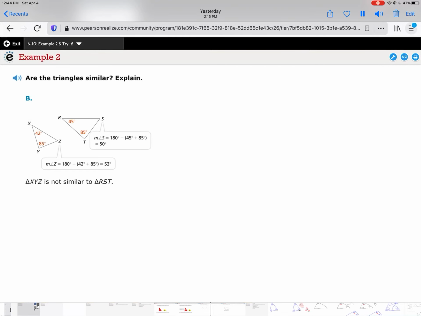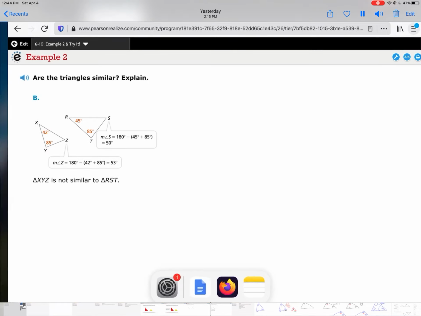In this one, you see that triangle RST has angles of 85, 45, and 50. Triangle XYZ has angles of 85, 53, and 42. They have one angle that is the same, 85, but the other two are not the same, therefore it is not similar. So that's really all we're looking at.